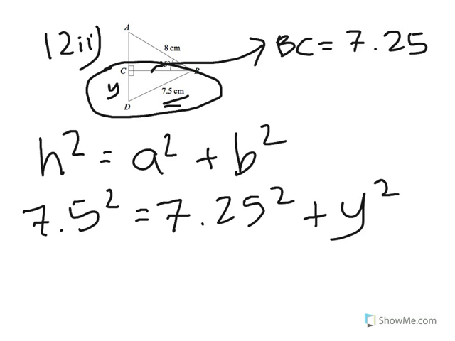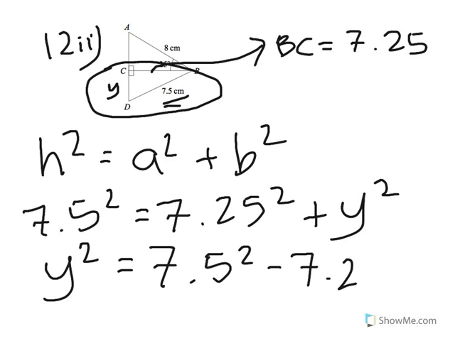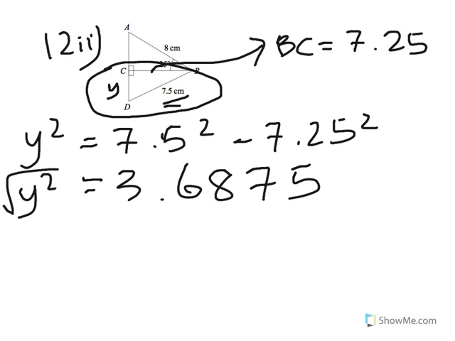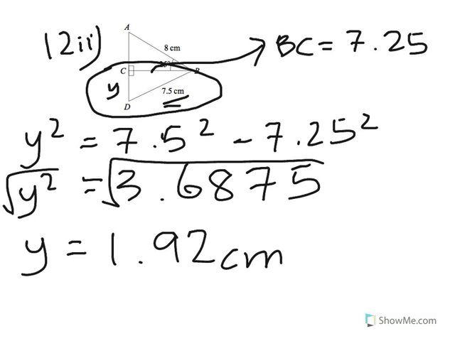So to find out y squared, or CD squared, we have to subtract 7.25 squared from both sides, so we get 7.5 squared minus 7.25 squared. I'm just going to rush through the algebra because it's pretty easy. So y squared is equal to 3.6875. Now to find out y, or CD, we need to square root both sides. So y is equal to the square root of 3.6875, which is 1.92 centimeters. And this has already been corrected to 3 significant figures.